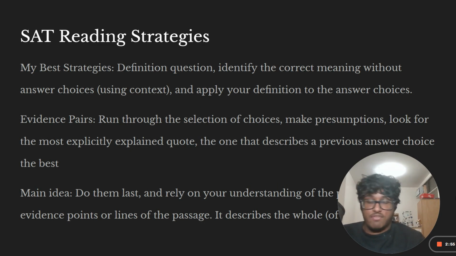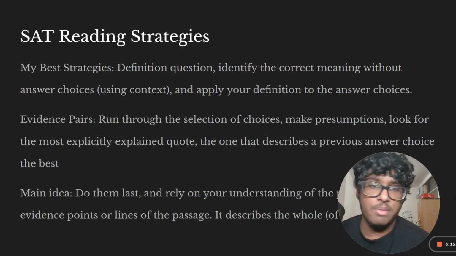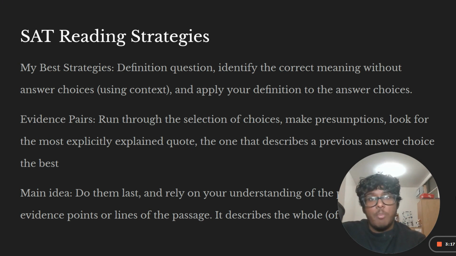So for main idea questions, I do them last. And for evidence pairs, I do them right before then, but all the other questions I do in order and I fully read the passage beforehand. So the first thing with evidence pairs is you want to run through your answer choices and basically make presumptions. So think, okay, this seems like it would generally be true. This seems like it's probably not true. This seems like it's true, but be open to it being disproven by a quote.